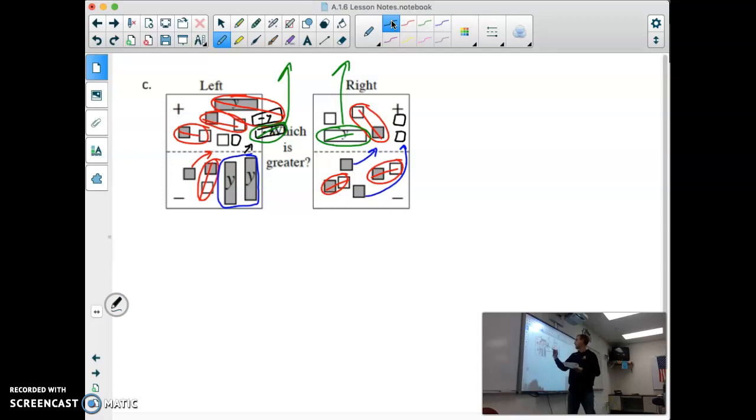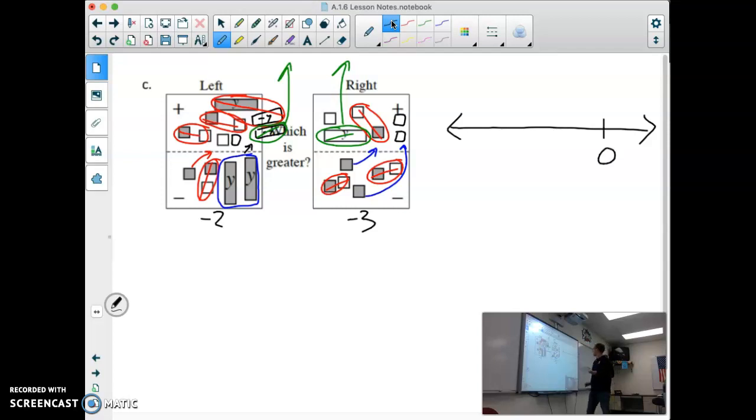So basically what we're left with when we go back to the left mat is two of our -1 unit tiles. So this one is worth -2. Over here we have -1, -2, -3 unit tiles left. So when we think about, again, on a number line, how we figure out which negative number is greater, we've got 0 here, and we have the greater numbers to the right, and then we have the lesser numbers over here: -1, -2, -3. -2 is further to the right on this spectrum, so we know that -2 is going to be greater than -3.